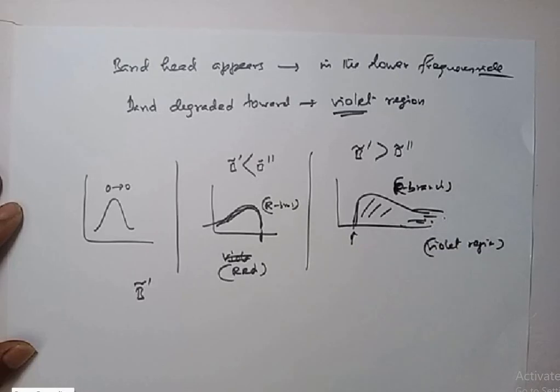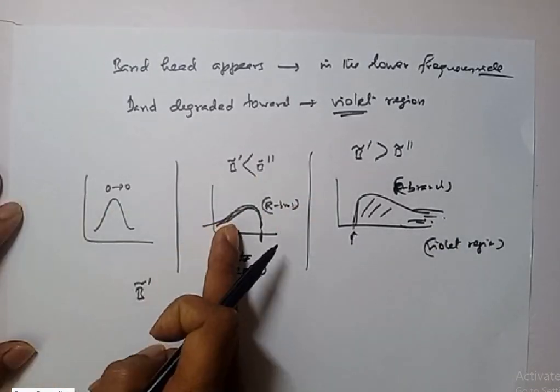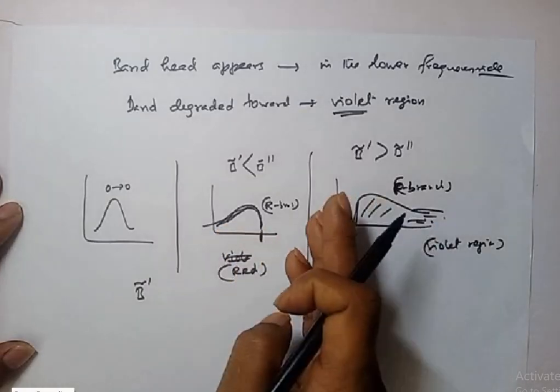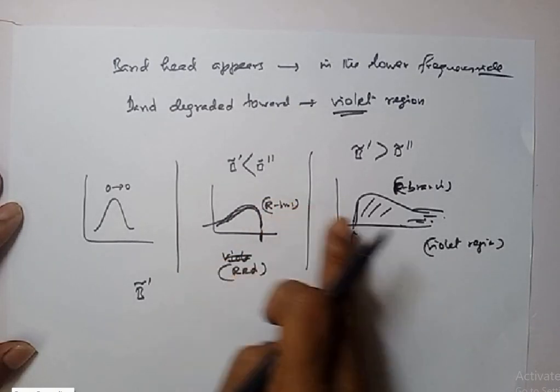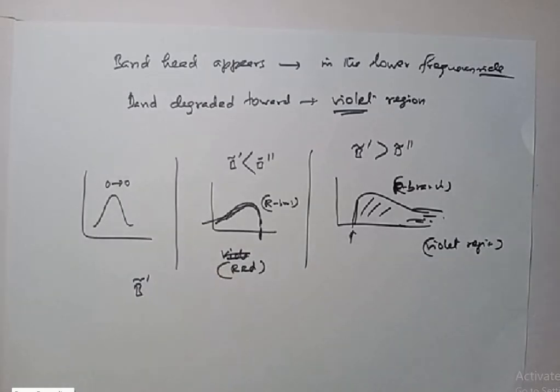Degradation occurs in the violet region, whereas here degradation occurs in the red region. Band head appears in the higher frequency side. Here band head appears in the lower frequency side. Here band head appears in the R branch. Here band head appears in the P branch. Is this clear to all?